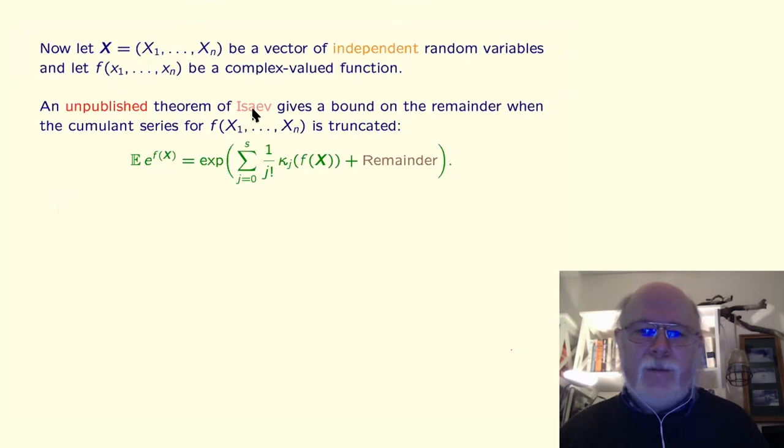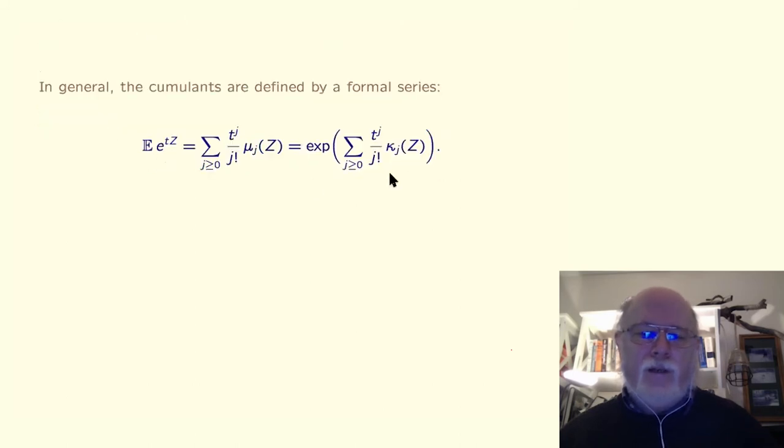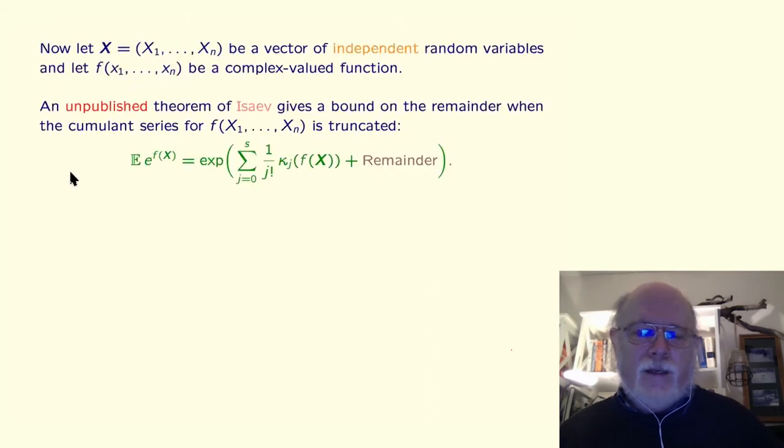An unpublished theorem of Isaev gives a bound on the remainder when you apply this cumulant series. So that's the one I gave you here. And the thing that's on the left here looks like almost exactly what we want. We want something that looks just like that. And so we apply it, and there's our cumulant expansion. We chop it off at some point rather than taking it to infinity, because in general it doesn't even converge. It's an asymptotic expansion.